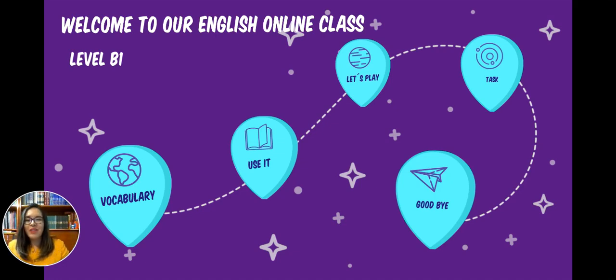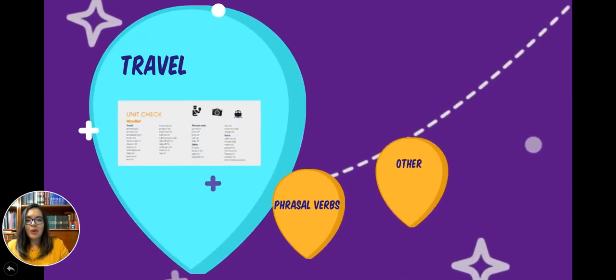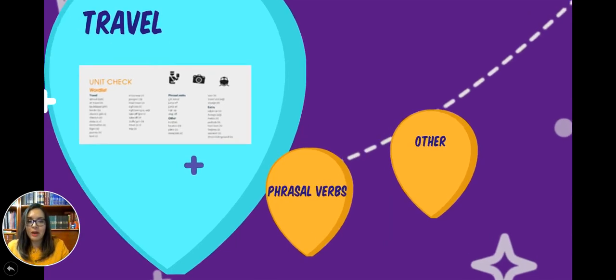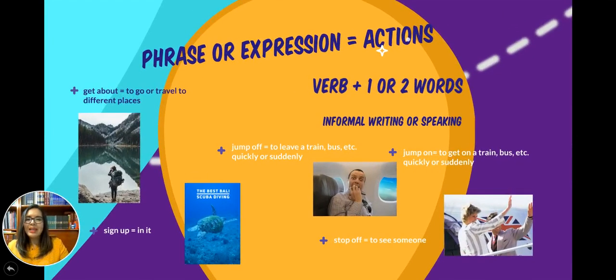Okay, let's move on. First of all, we need to check the vocabulary, okay? So we have already checked the vocabulary about travel, but today we are going to check the phrasal verbs and other words that you need to know while traveling. First of all, we need to start with the phrasal verbs. Okay, but what is a phrasal verb? A phrasal verb is a phrase or expression that indicates actions and consists of a verb plus another word or two. Okay, and this is just used for informal writing or speaking.